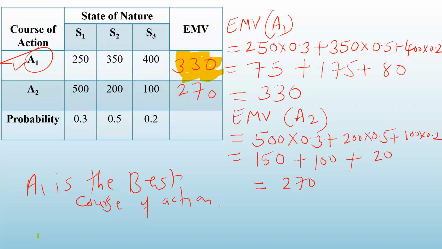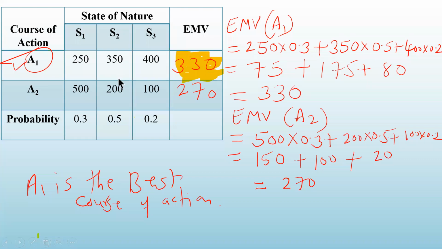So far, the problems which I have taken in decision making under uncertainty as well as in risk. In uncertainty, we were not having the probabilities. What criterions do we use? Maximax, Maximin, and Laplace. In decision making under risk, the probabilities are given, and so we use the EMV criterion. In both the cases, we always take the maximum because these are the profit figures.